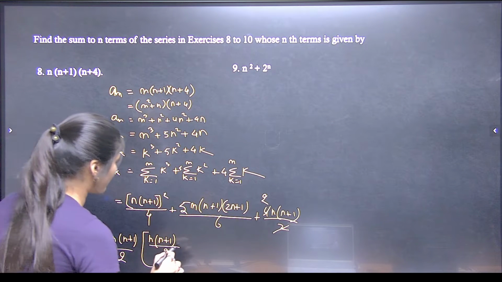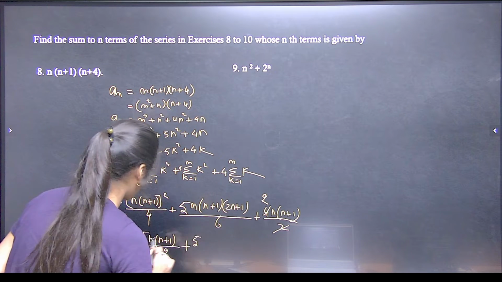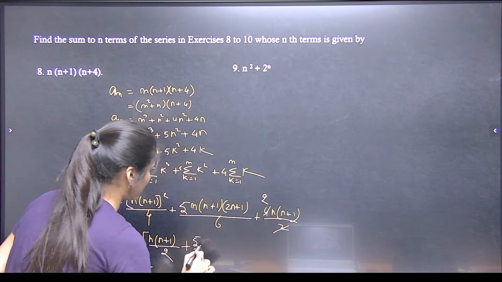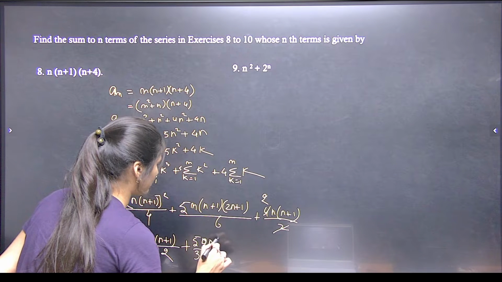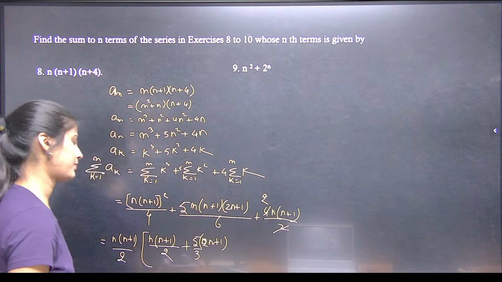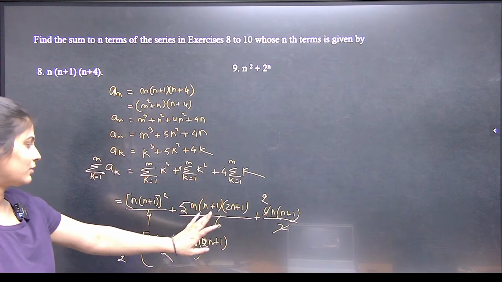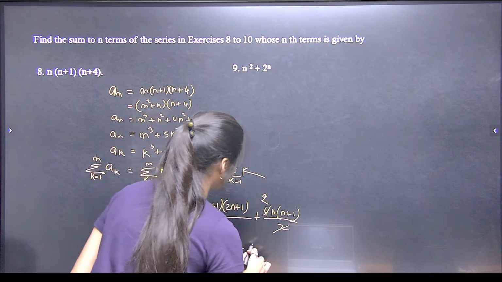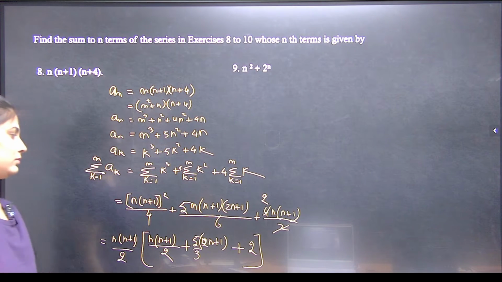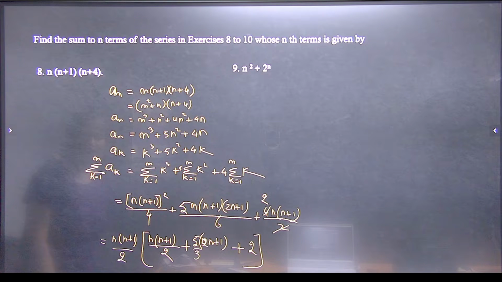Okay, then we have 5 by 3 n, (2n plus 1), isn't it? Since we have taken (n plus 1), so we have 5, (2n plus 1) and the 3 and then we have 2. Okay, now on solving it further, it will give you the answer.